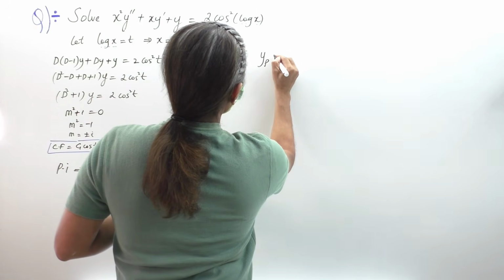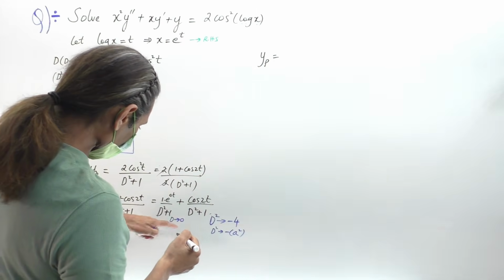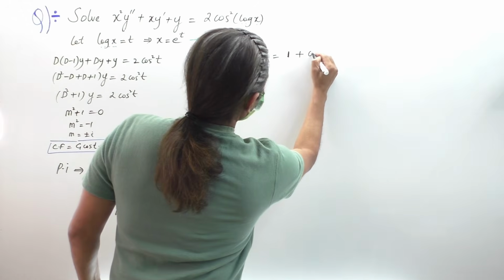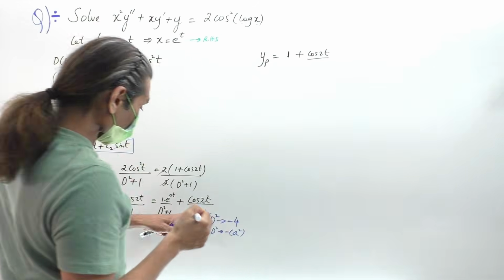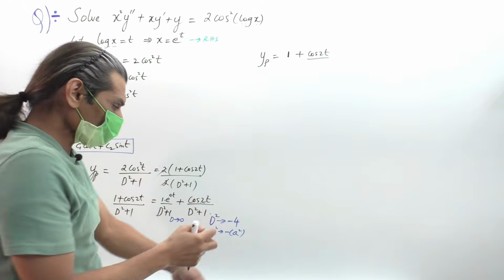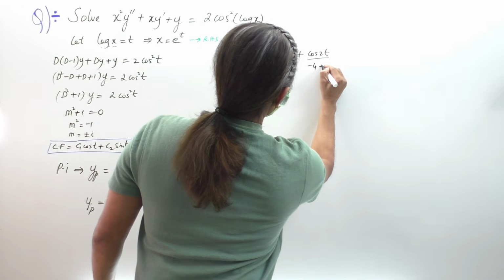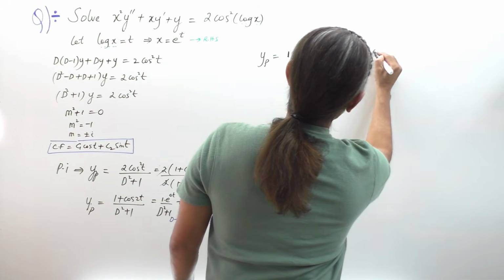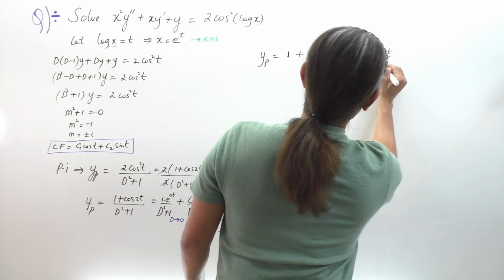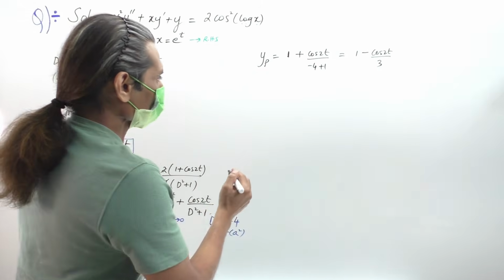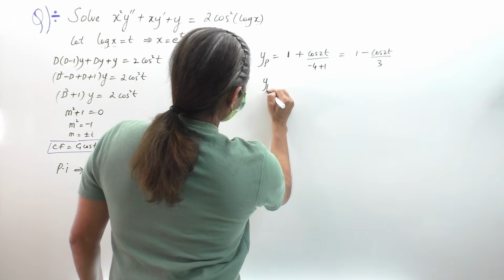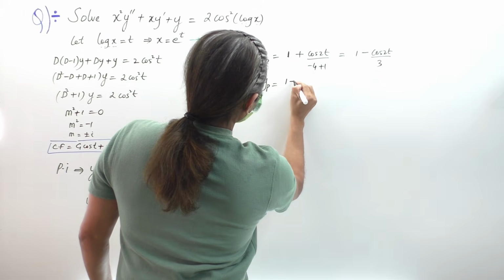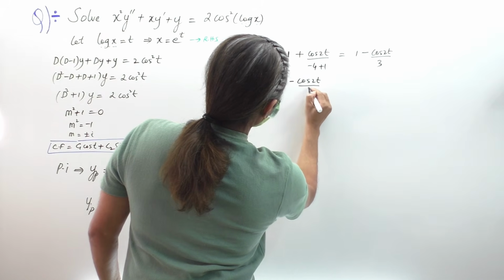The particular integral yp is equal to, replace D by 0, so 1 by 1 is 1, plus, as it is, cos 2t whole divided by, in place of D square put minus 4. Minus 4 plus 1 is minus 3. So 1 minus cos 2t by 3 is yp. Okay, so I have my yp here. Once again, the particular integral is equal to 1 minus cos of 2t divided by 3.